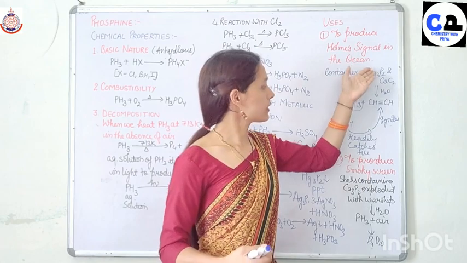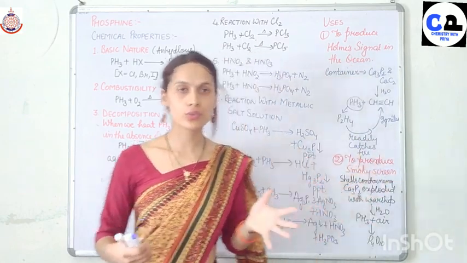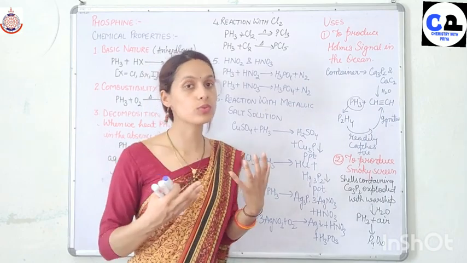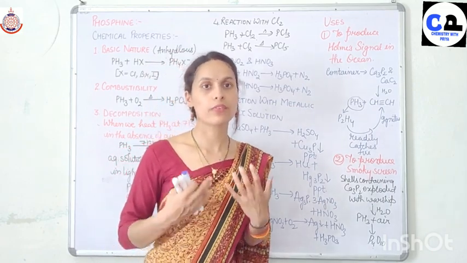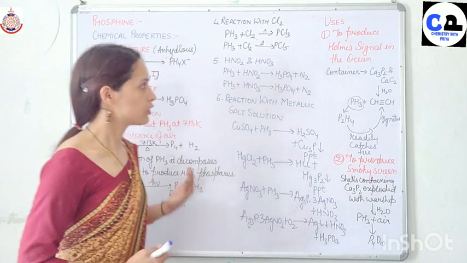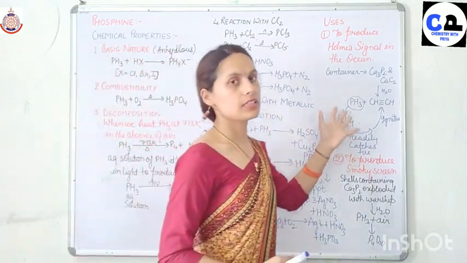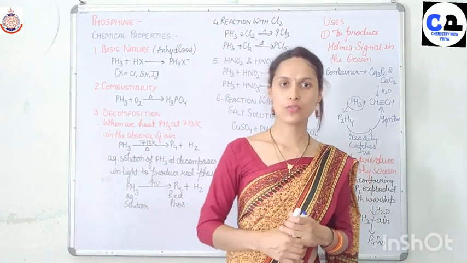So in this way, PH3 is useful for a very important purpose. So these are the chemical properties of phosphine, and these two are the uses of phosphine.